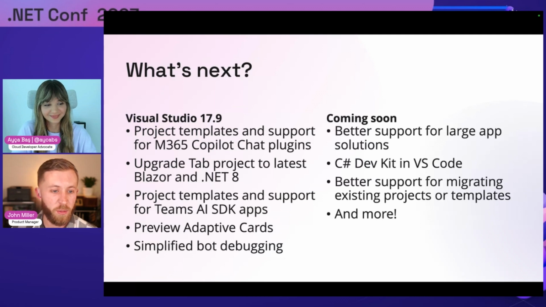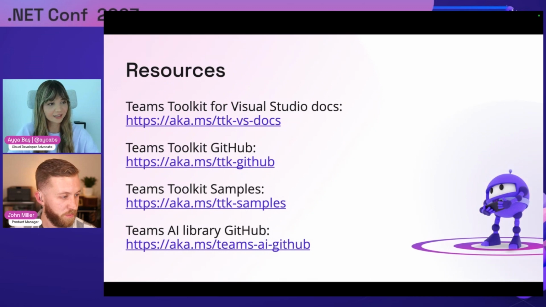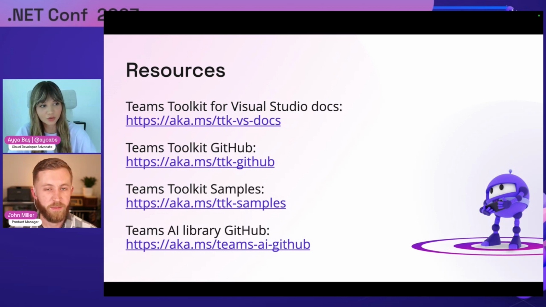There are a couple of resources we can share. You want to go to the next slide, Aisha? Yes. So we have a bunch of documentation links we can share with you. We have the Teams Toolkit for Visual Studio docs. We have the GitHub repo. The GitHub repo mainly covers JavaScript, but I think if you have any issues with .NET, we can also create an issue there, right, John? Yeah, that's correct. Awesome.